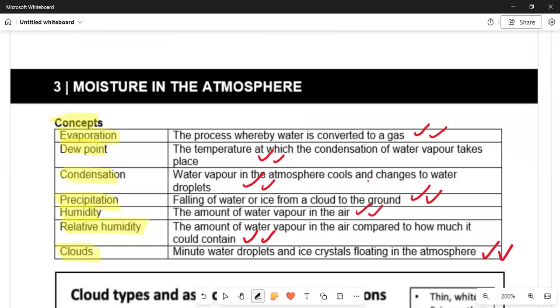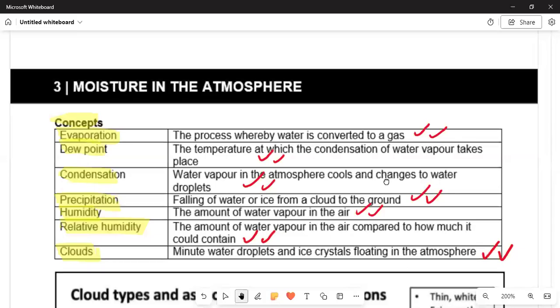And then the other one, we've got the humidity. And then we are having the relative humidity. We are saying that this is the amount of water in the air compared to how much it can hold. Then the other one is the definition of cloud. This is the minute water droplets and the ice crystals floating in the atmosphere. There's no way that you can understand the full chapter without taking care of these concepts. So you need to sit down, you need to learn, you need to understand these concepts.